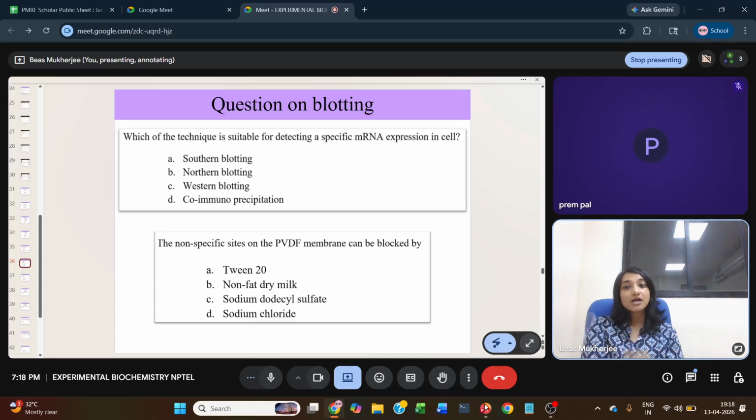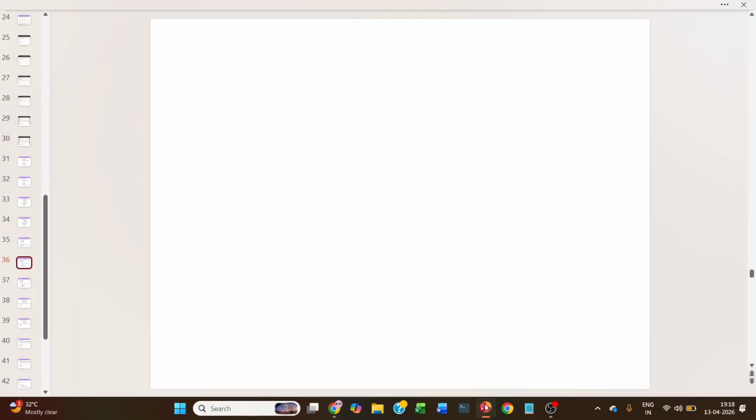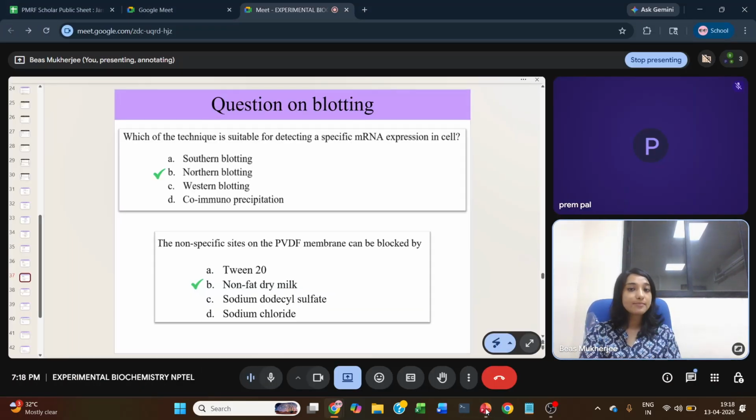The next question is, the non-specific sites on the PVDF membrane can be blocked by Tween 20, non-fat dry milk, or sodium dodecyl sulfate, SDS. Acha, so 2 is B. Okay. What about the first one? Acha, yeah, good. So it is also B. So for both, the right answer is B. This non-fat dry milk is also called SM powder.